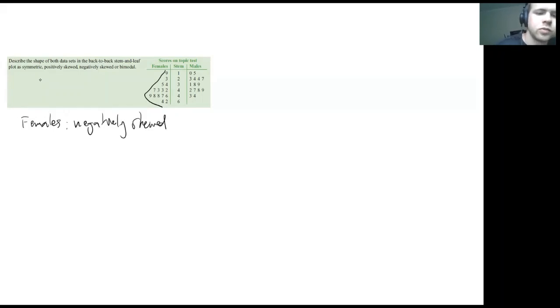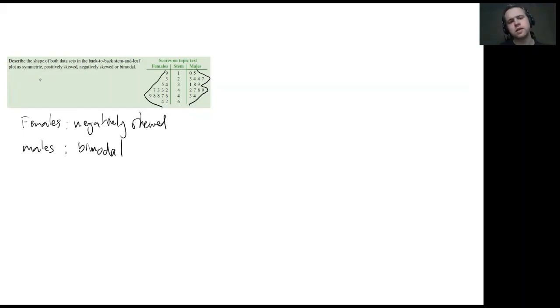And then for the males here, we've got two modes, as you can see by that shape. You can see there are 4 frequencies within that 2 stem. There are 4 values within that 4 stem. So you've got 2 modes here. For the males, that data set is going to be bimodal.